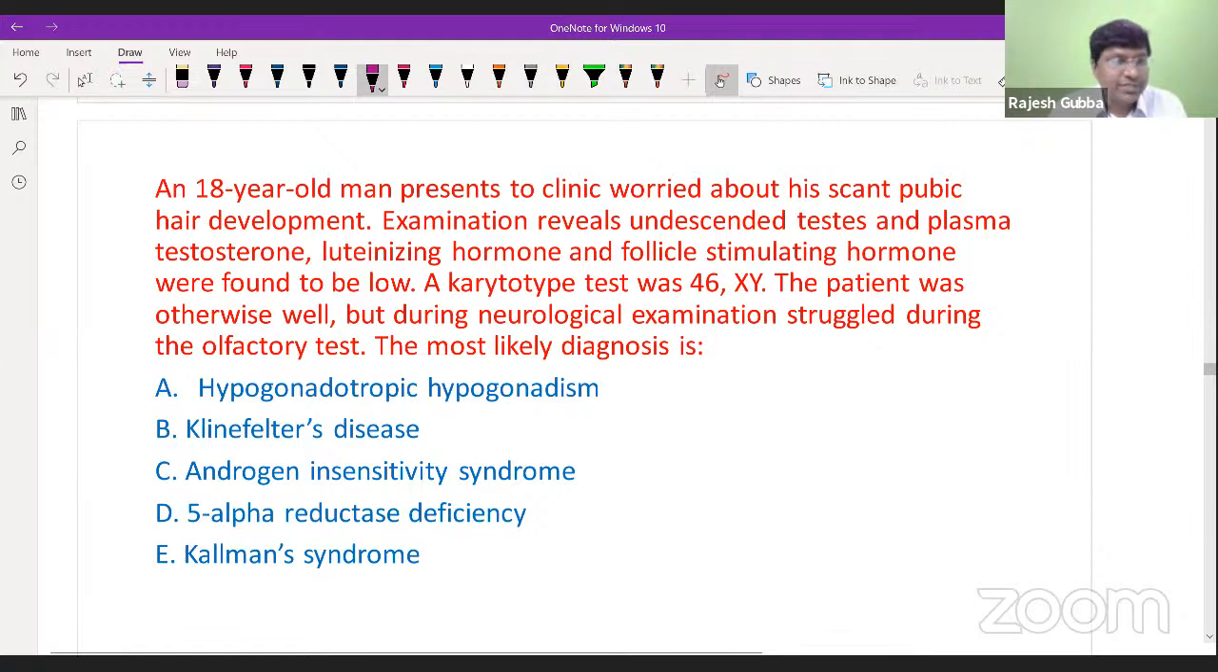Now we will move on to the next question, the last question for the day. A 18-year-old man presents to the clinic worried about his scant pubic hair development. Examination reveals undescended testes, and plasma testosterone, luteinizing hormone and follicle stimulating hormone were found to be low. A karyotype test was 46XY. The patient was otherwise well, but during neurological examination, struggled during the olfactory test. What is the most likely diagnosis in this patient?